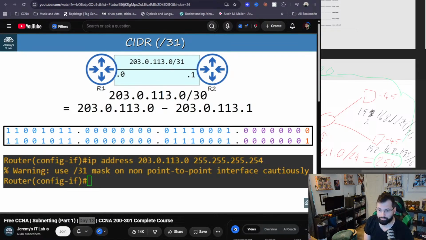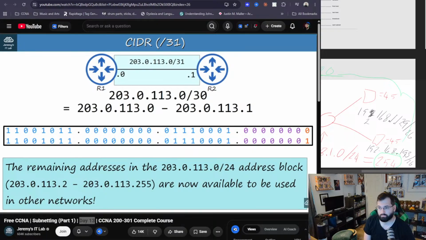So once again, the remaining addresses in the 203.0.113.0/24 address block, which are 203.0.113.2 through 255, are now available to be used in other networks. But this time, we've saved even more addresses, using only 2 addresses instead of 4 for this point-to-point connection. People still do use /30 for point-to-point connections at times, but /31 masks are totally valid and more efficient than /30, so I recommend this method.